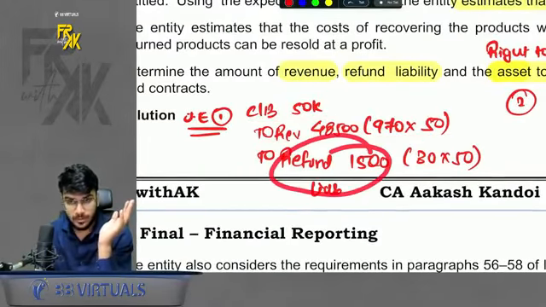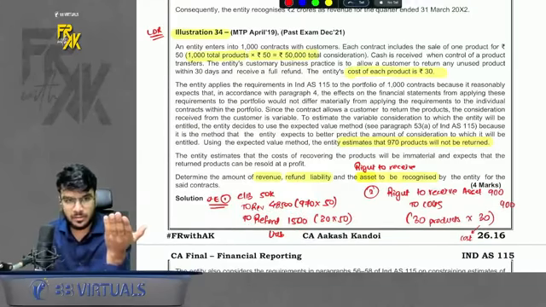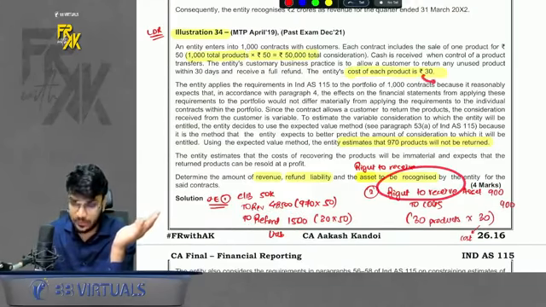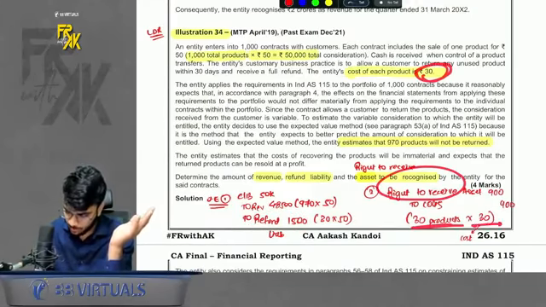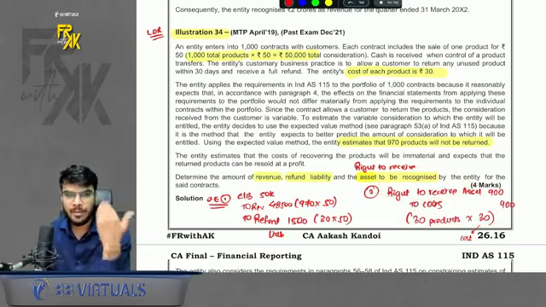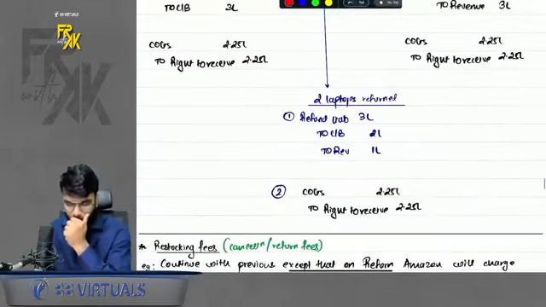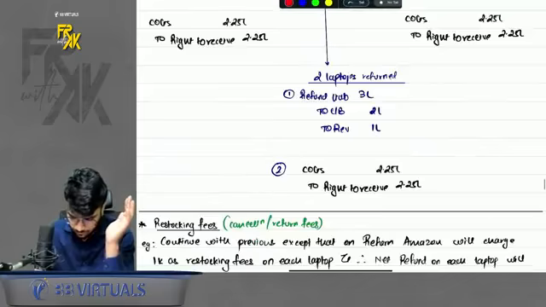Remaining, we will book a refund liability. Also, the 30 items which you expect to be returned, record a right to receive also at the cost of asset. So 30 products into 30 rupees. Right to receive to COGS. That's it. They have not talked about what will happen after 30 days. Okay, do remember that part. So this was sale with right to return.